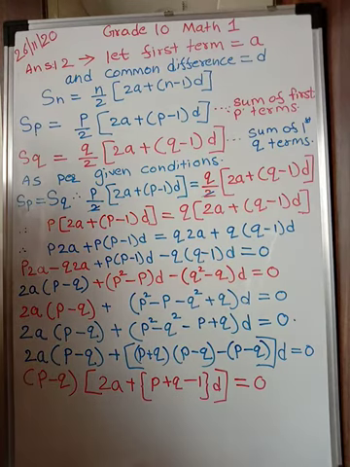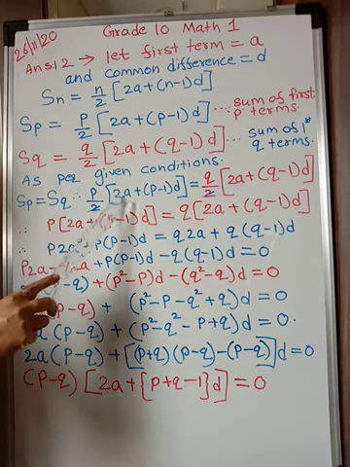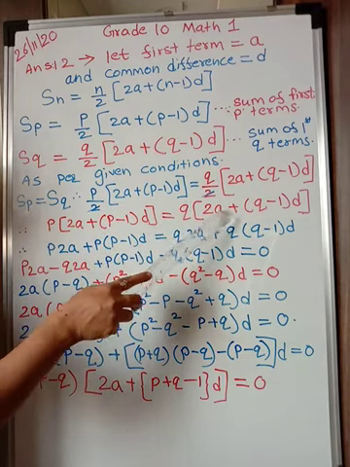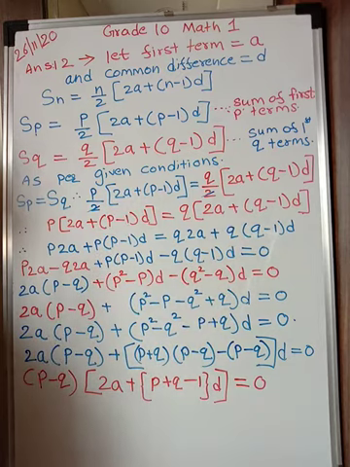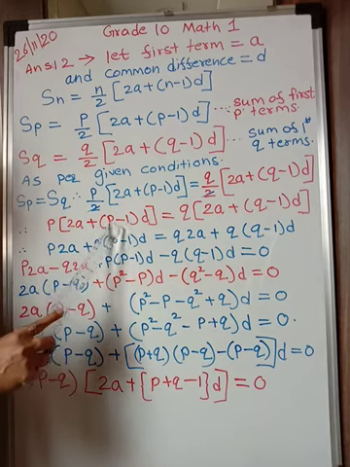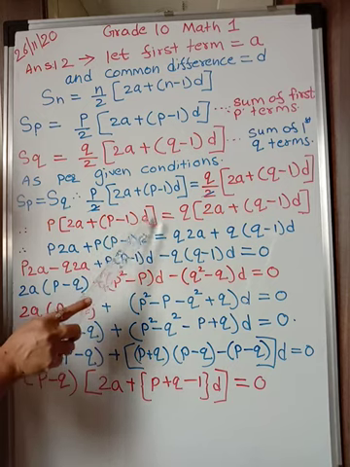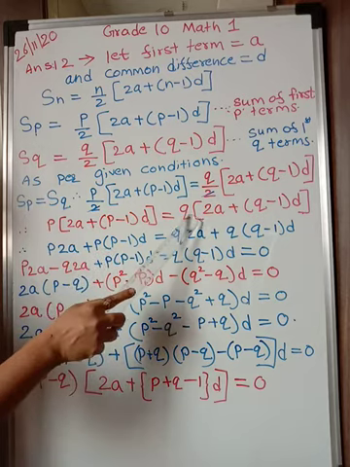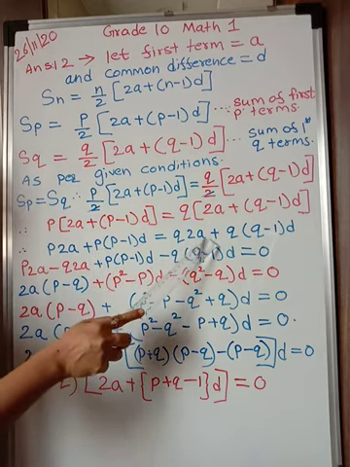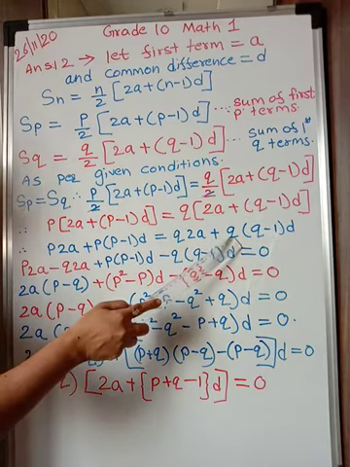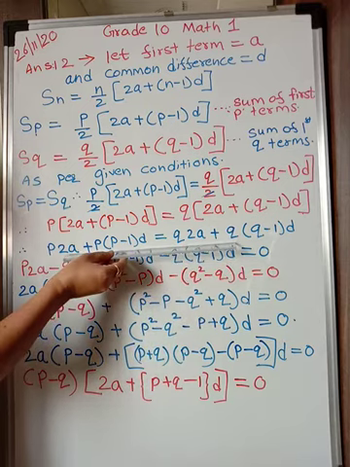Now what remains? P as it is in bracket 2a plus P minus 1 into D, which is equal to Q as it is 2a plus Q minus 1 into D. Now listen carefully. I am multiplying this by P. So P into 2a is P2a plus P into this bracket is P minus 1 into D. Similarly here Q is multiplied by 2a. You get Q2a plus this bracket multiplied by Q as well. So up till here the step is clear.